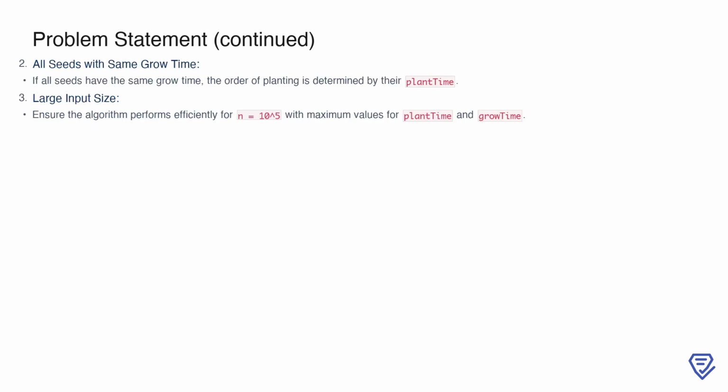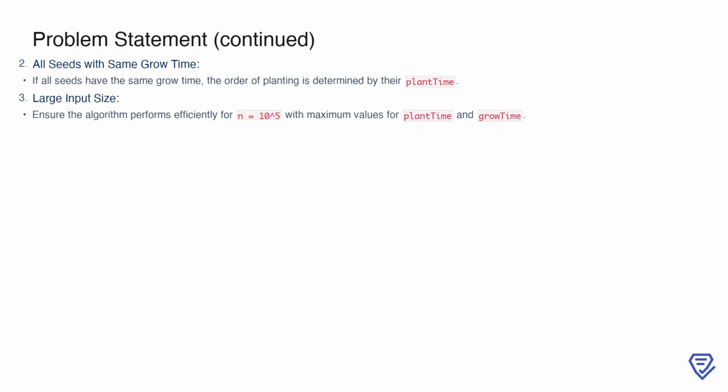Lastly, let's discuss some key edge cases that you should keep in mind. First, if there is only one seed, the result is simply the sum of its plant time and grow time, as there are no other seeds to consider. Second, when all seeds have the same grow time, the order of planting is determined solely by their respective plant time values. Seeds with longer planting times should be planted earlier to avoid delaying their bloom.